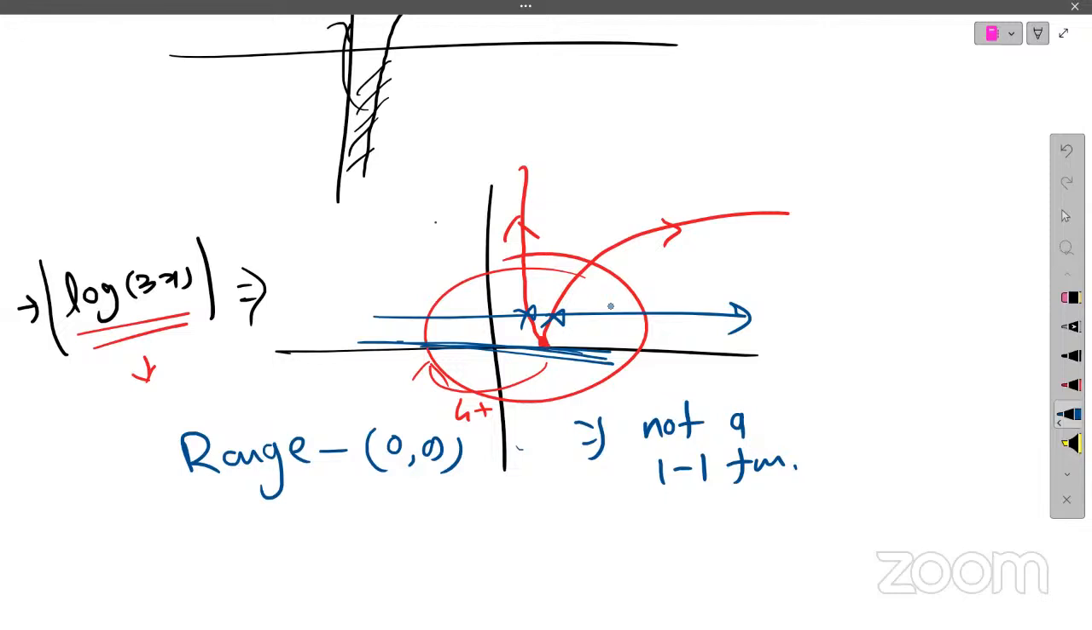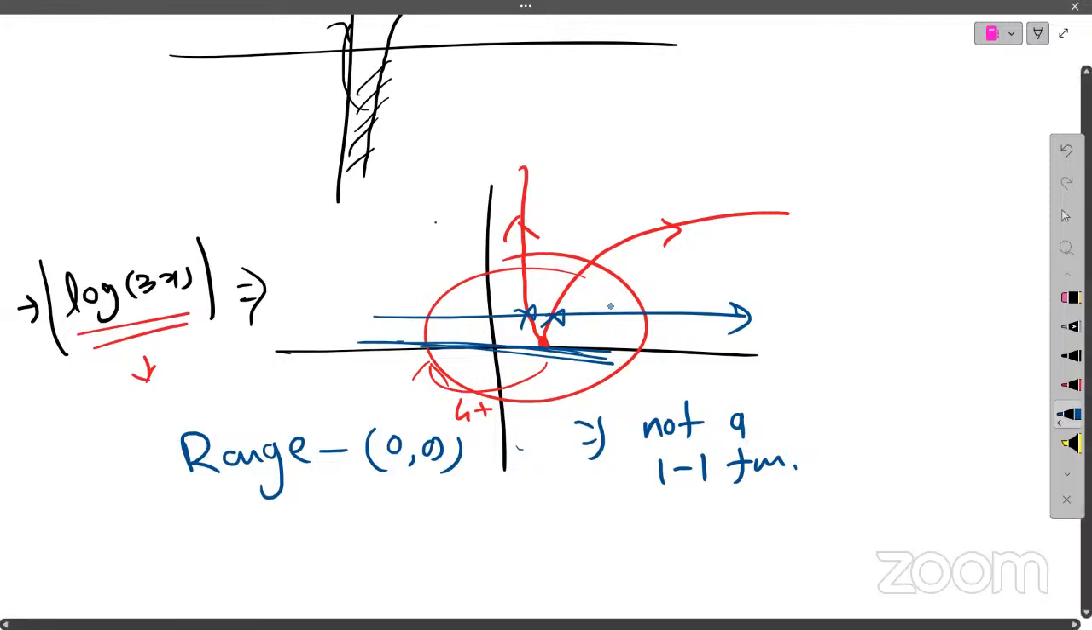Hello, ma'am. Okay. Yes, Shweta. Ma'am, could you please explain something about this asymptote, horizontal and vertical asymptote?